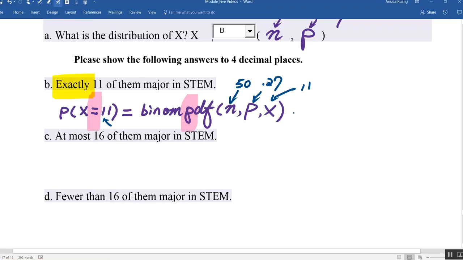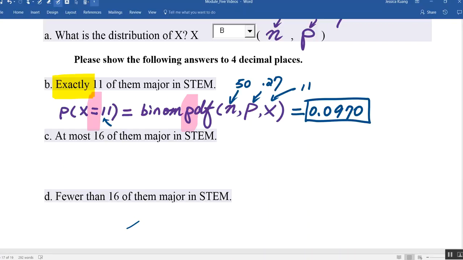So let me report that to 4 decimal places, and that is 0.0970. Okay, so that is the probability of exactly 11, and we use binompdf.